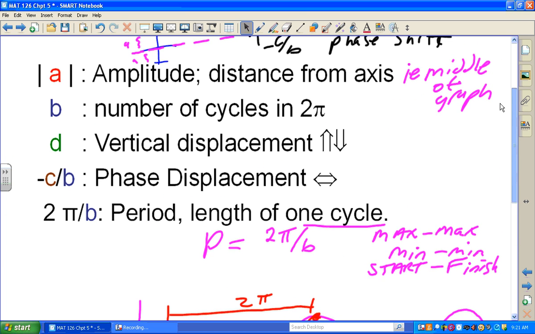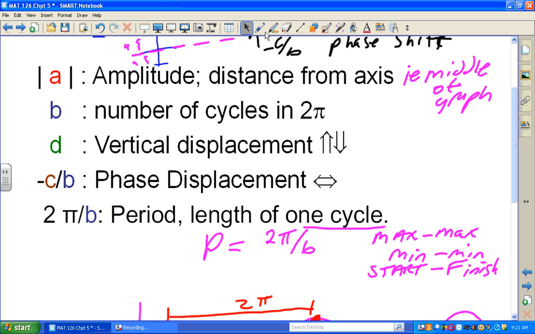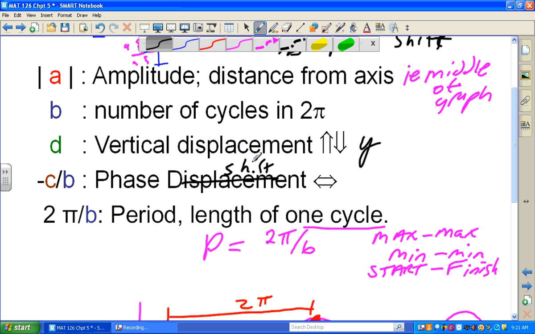All right, so there's vertical displacement. This affects the y coordinates. D affects the y coordinates. Phase displacement or phase shift, that affects the x coordinates. Your mode must be in radians. You don't graph these out with degrees. You're not solving, you're sketching. You need a minimum of 5 critical values to sketch sine and cosine. You need a minimum of 5 critical values for secant, cosecant, cotangent, tangent as well.